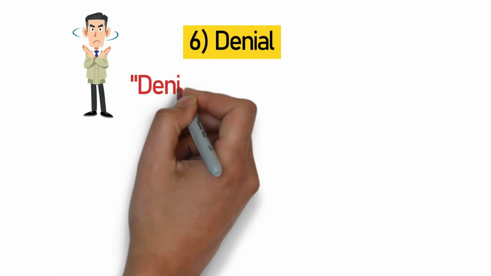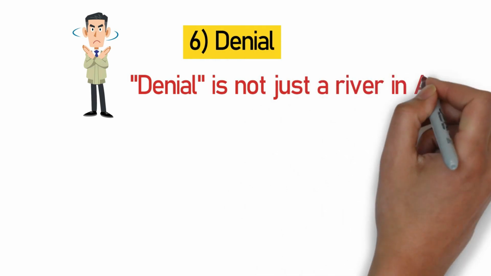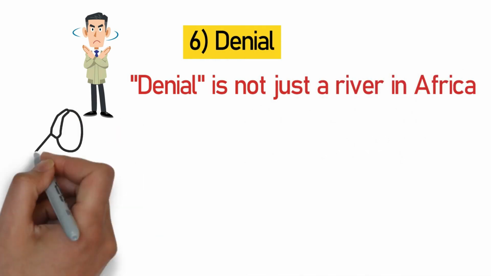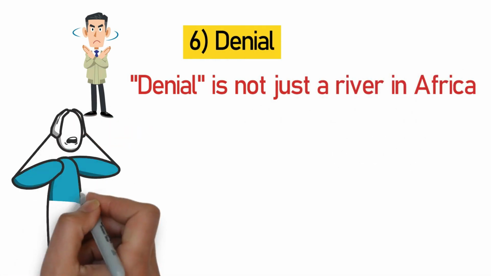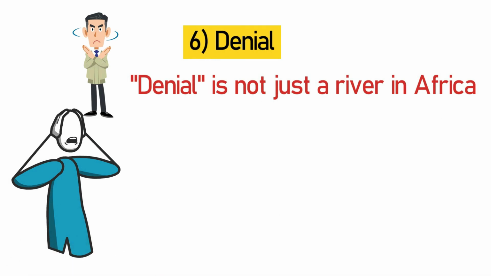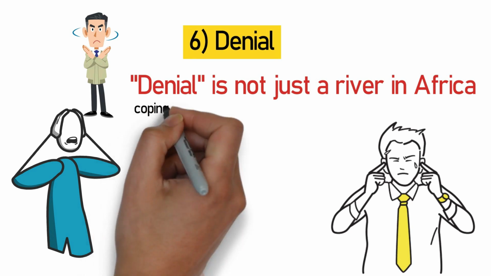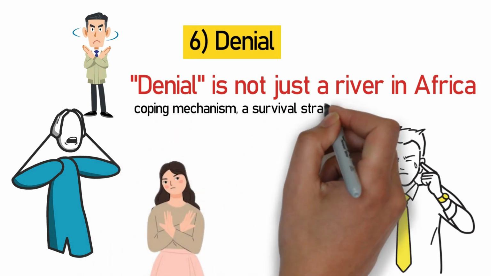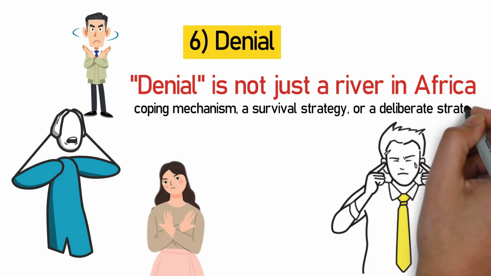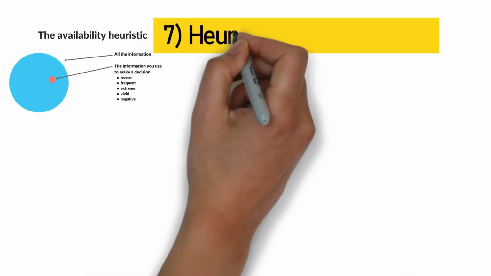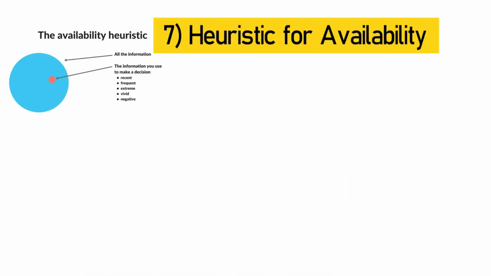There's a saying, denial is not just a river in Africa. This is clearly demonstrated in situations such as war or drug abuse, where denial has powerful destructive effects but allows for behavioral inertia. Denying reality can be used as a coping mechanism, a survival strategy, or a deliberate strategy. Number 7, heuristic for availability.